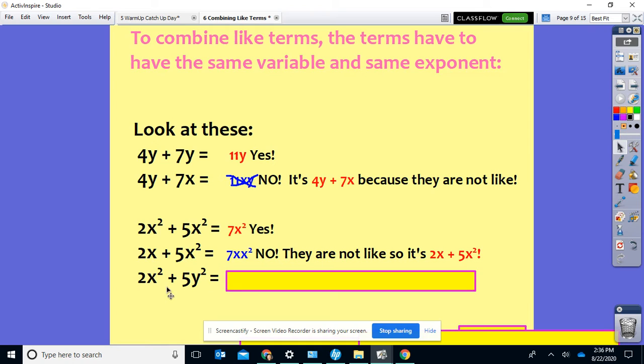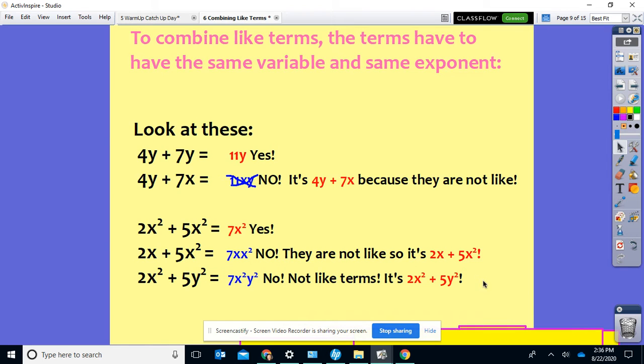And then the last one is obviously another non-example. You can't have x squared and y squared combined. You just can't put them together. So both of these bottom two are incorrect. So you would not want to do either one of those. I'm going to mark those out because those are definitely wrong.